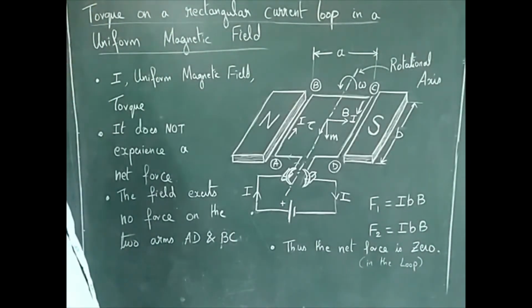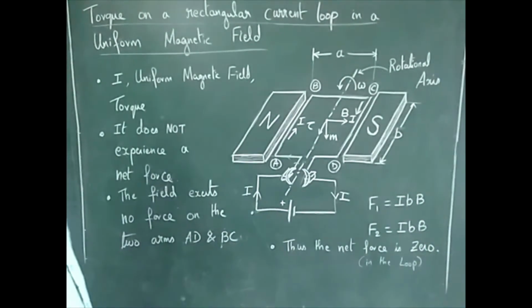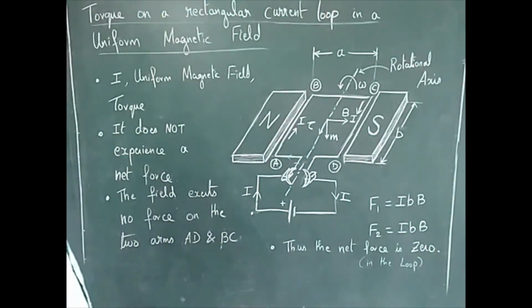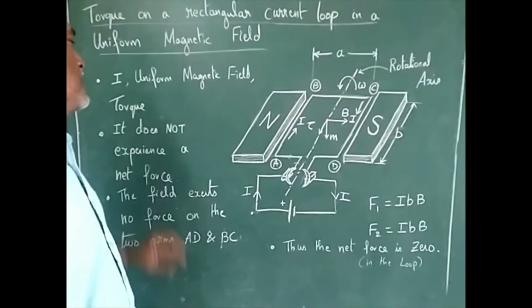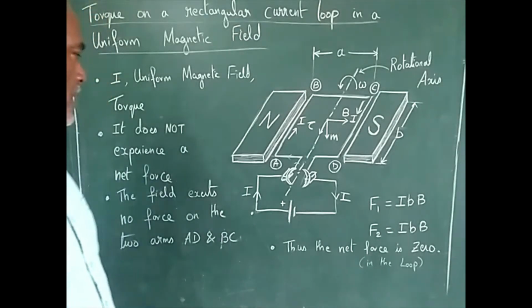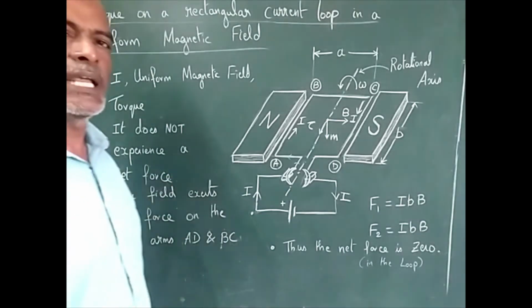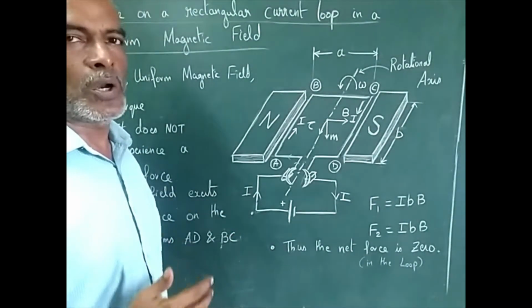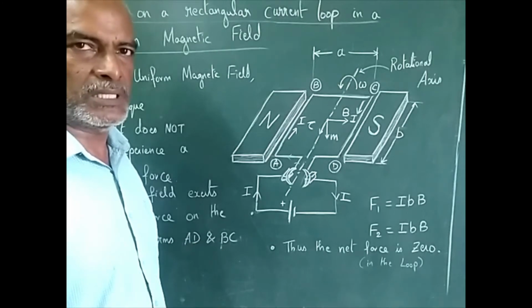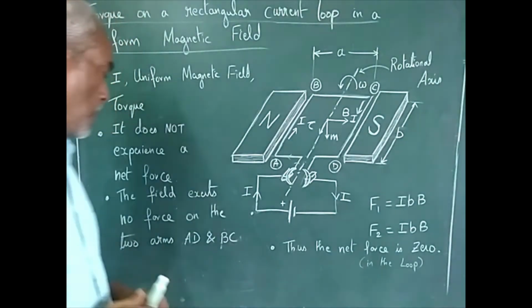So the point we have to remember is that you must know the direction of current flow through the rectangular loop. A uniform magnetic field exists, and because of that, a torque is produced. It does not experience a net force. We will see why it does not experience a net force. There is a difference between net force and torque. Torque leads to rotational movement. But when we calculate the net force around the loop, it is zero. That we will see now.